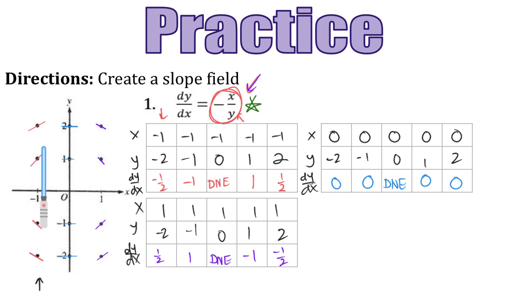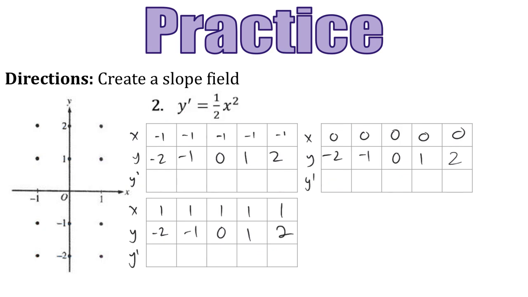This kind of looks like half of a circle maybe, or a semicircle, some sort of curve when we look at this slope field. So again, the idea of a slope field is creating a visual where if we connected these slopes together, we could get an idea of what the original function, or the solution to the differential equation, looks like. Let's do a couple more practice problems.